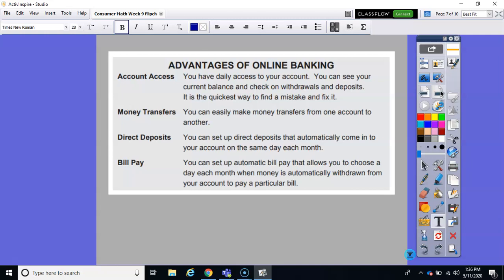Money transfers can easily be taken care of from one account to another. So if a family member or friend needs some cash and you're willing to help them out, you can do a quick money transfer that just takes a couple of minutes and they'd have the money right away.